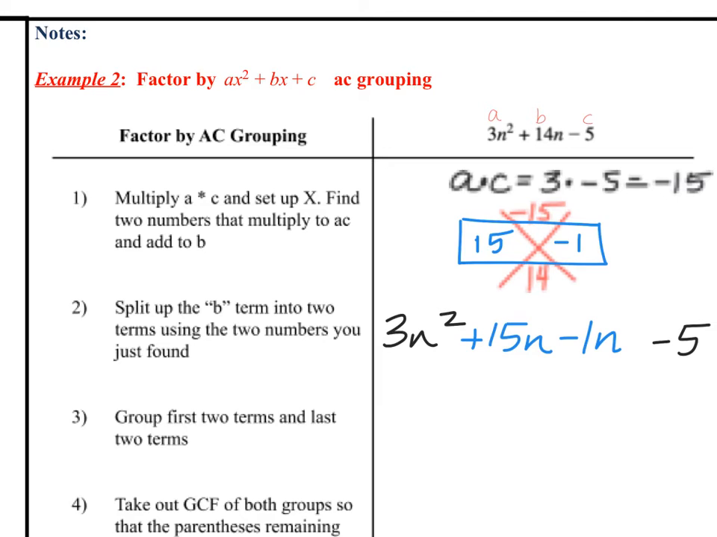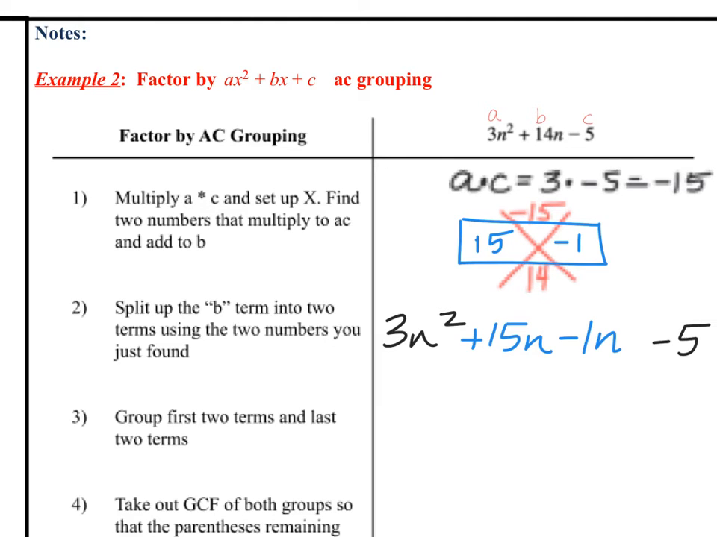This is not magical math that I'm doing. This works. If you combine like terms, what do you get? I don't want you to combine like terms, but do it in your head. 15n minus 1n, what does that give us? 14n. That's why you can do this, because that's what you had before.